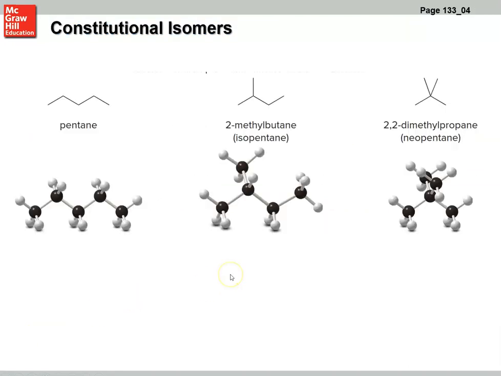Here are some other examples. 5 carbons, pentane, we can have 2-methylbutane, 2,2-dimethylpropane. So you'll notice that 1, 2, 3, 4, 5, we still have the same number of carbons, the same number of hydrogens if you add them up, but these are constitutional isomers.